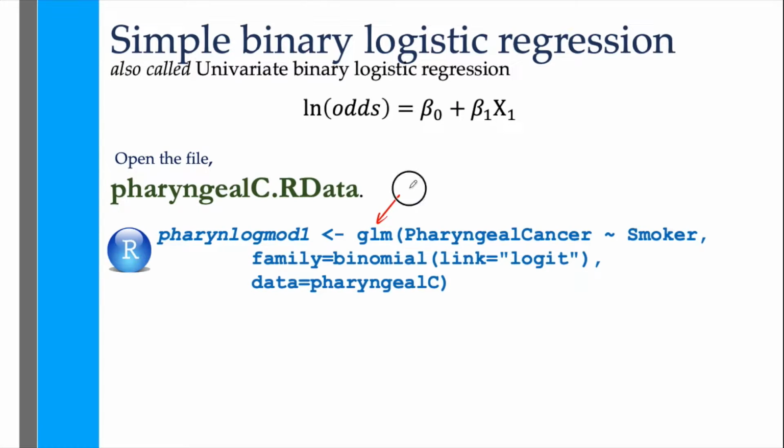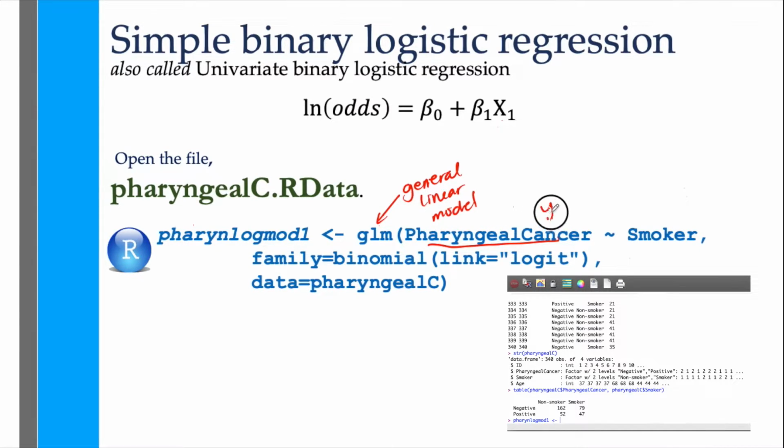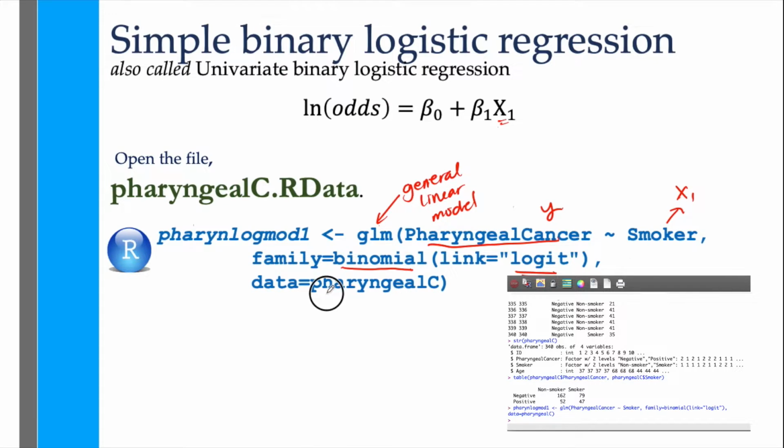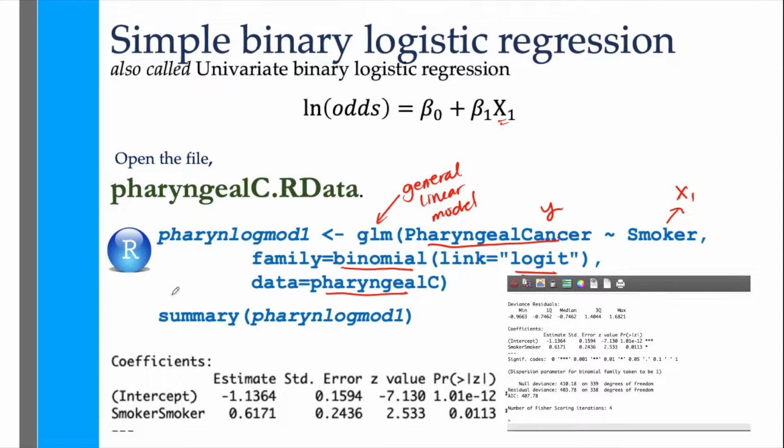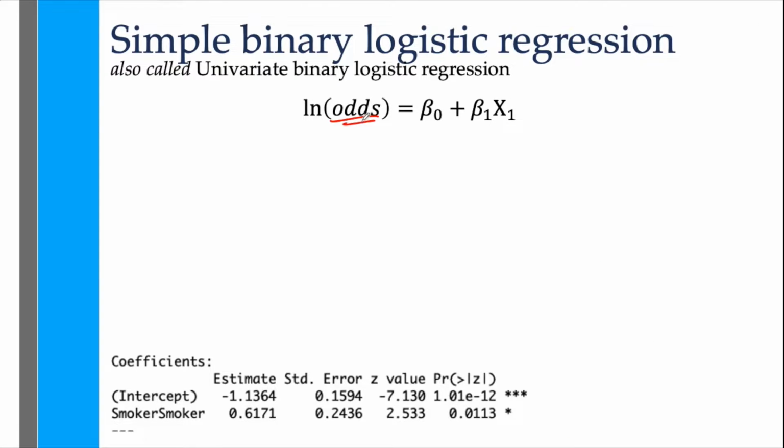Now, this code uses the glm function, which stands for General Linear Model, since the binary logistic is one of the general linear models in statistics. This one is our dependent variable y, and this one is our independent variable. In this case, we have x sub 1. Now, we have to declare that the family is binomial, meaning we're going to make use of a binary logistic regression using the log-link function given the data, which is pharyngealC. And we're going to see these results, in which this shows that the ln of the odds of having pharyngeal cancer is equal to beta sub 0, which is negative 1.1364, plus beta sub 1, this is our beta sub 1, 0.6171, times x sub 1, in which x sub 1 is 1 if smoker and 0 if not.